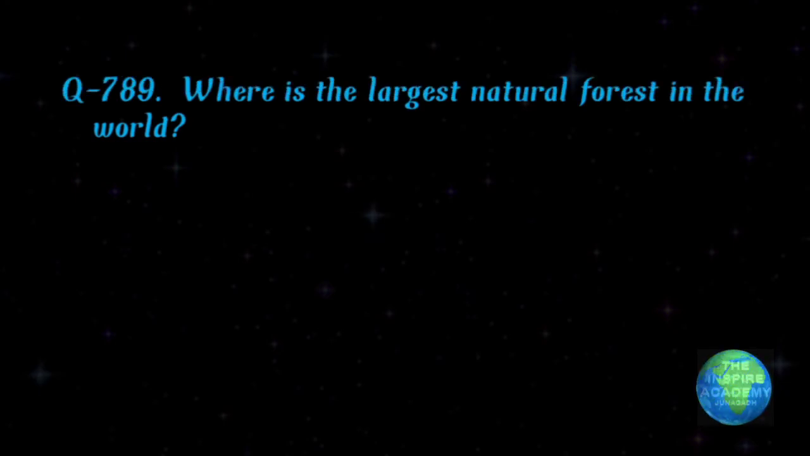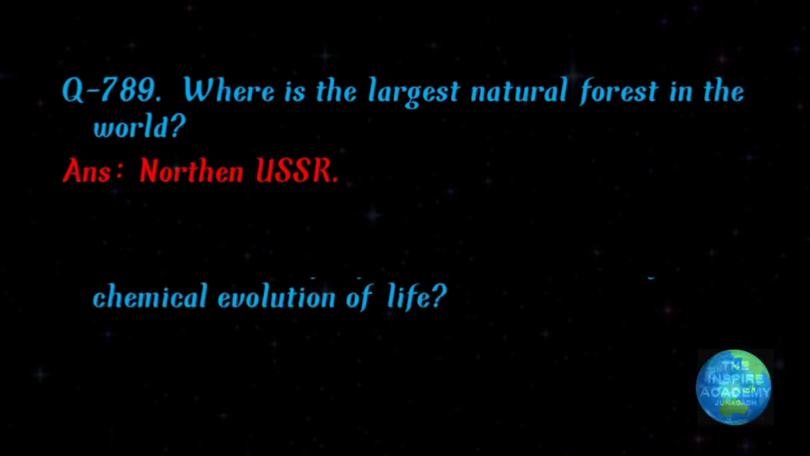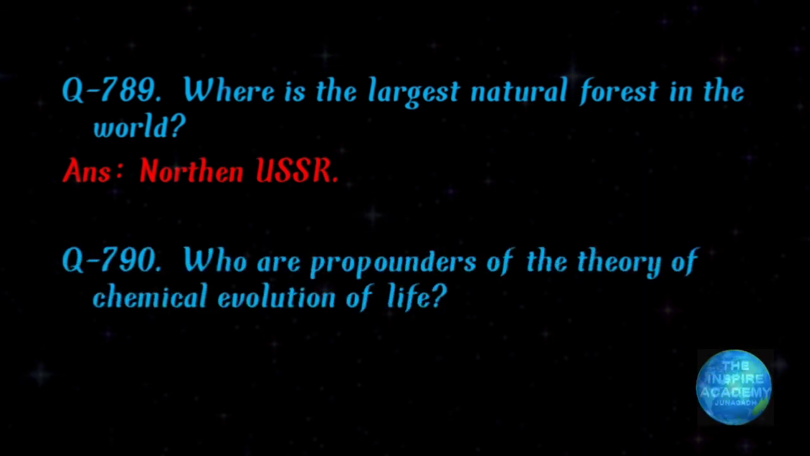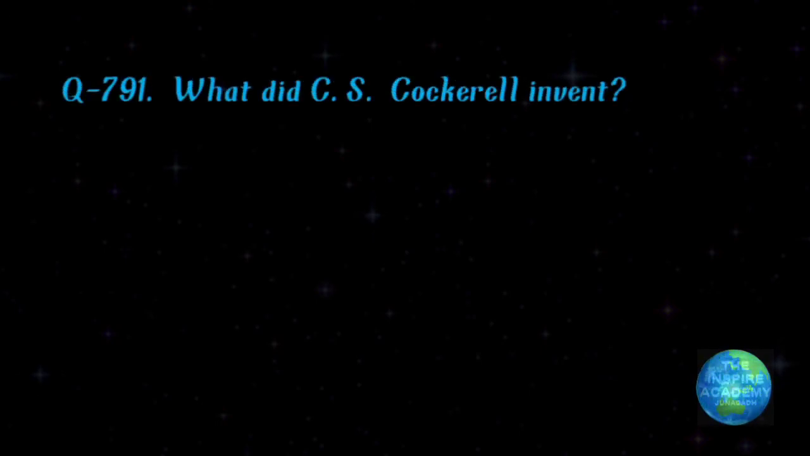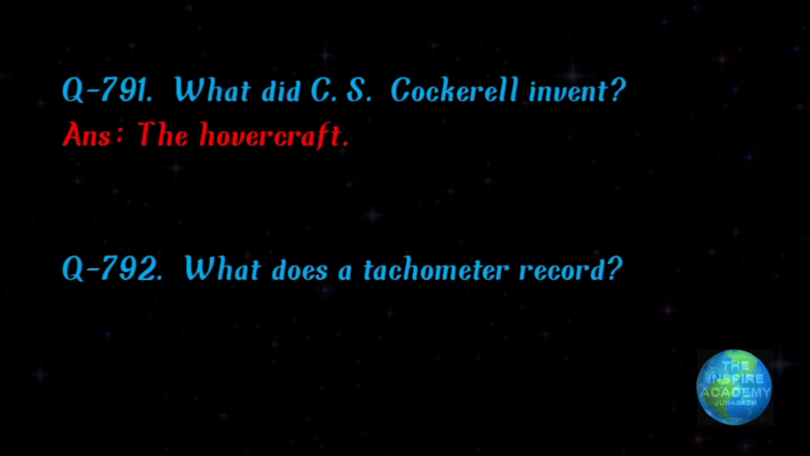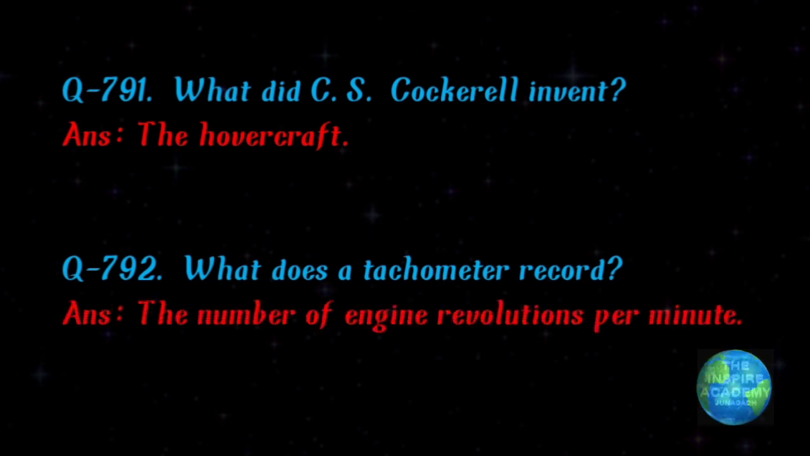Where is the largest natural forest in the world? Northern USSR. Who are the propounders of the theory of chemical evolution of life? J.B.S. Haldane and A.I. Oparin. What did C.S. Cockerell invent? The hovercraft. What does a tachometer record? The number of engine revolutions per minute.